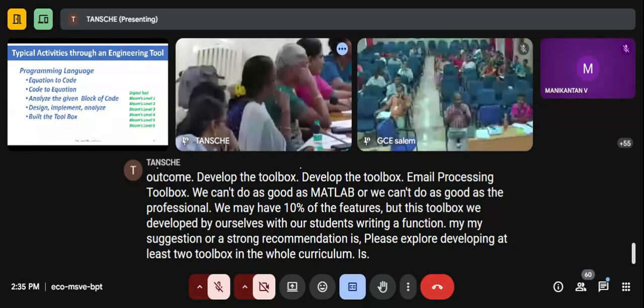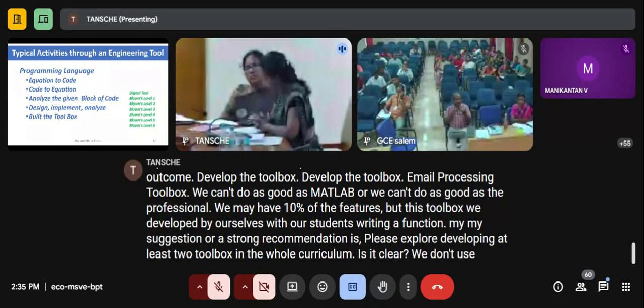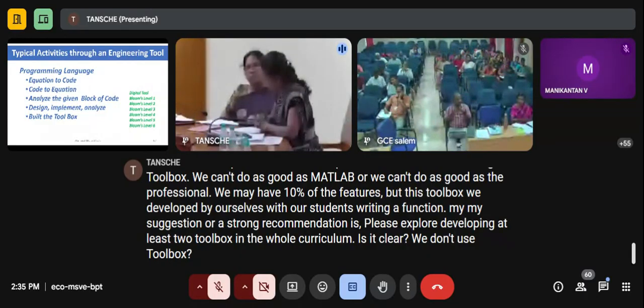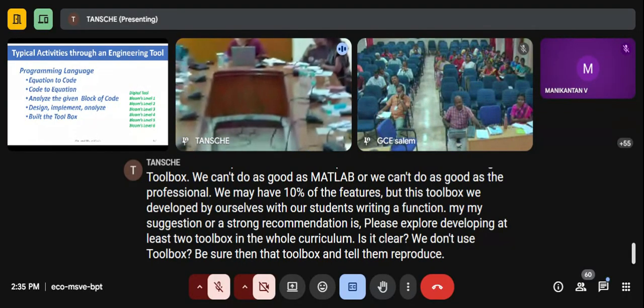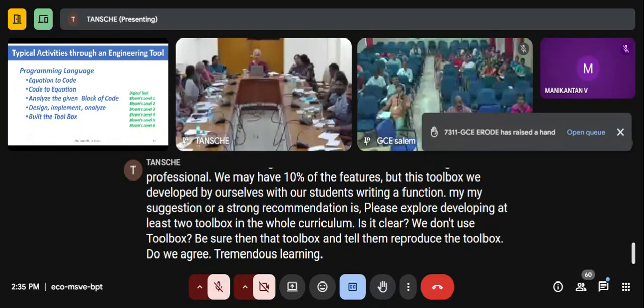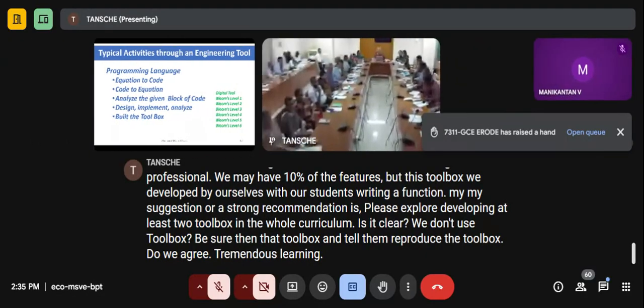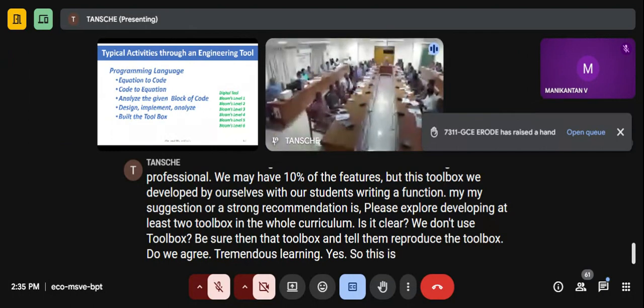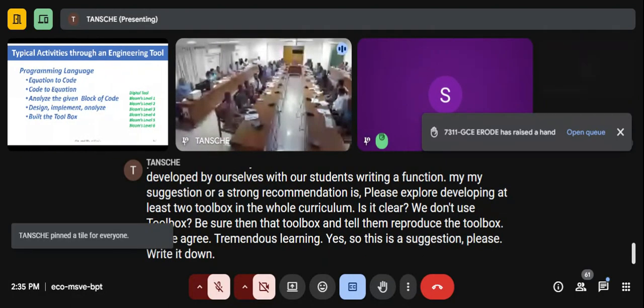Is it clear? We don't just use the toolbox. We show them the toolbox and tell them to reproduce the toolbox. Do we agree tremendous learning happens? Yes. So this is a suggestion. Please write it down.